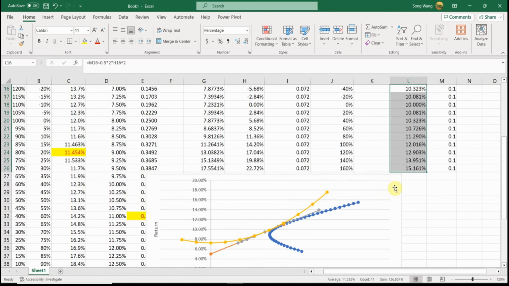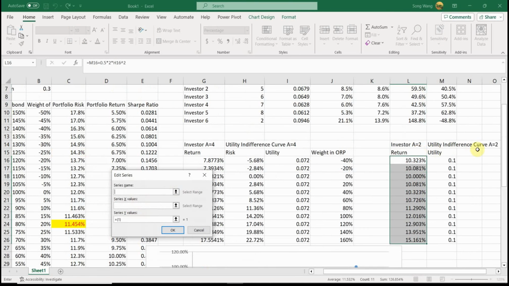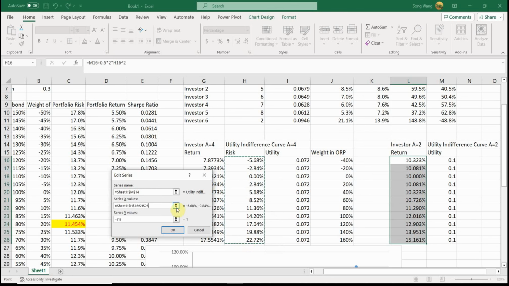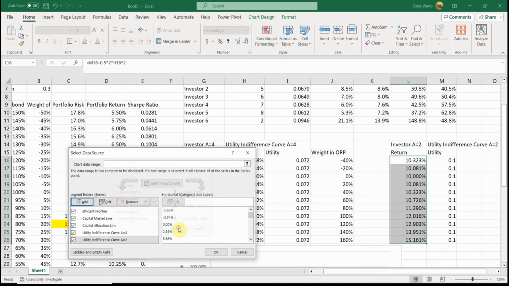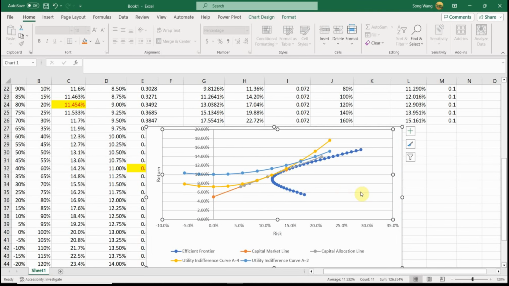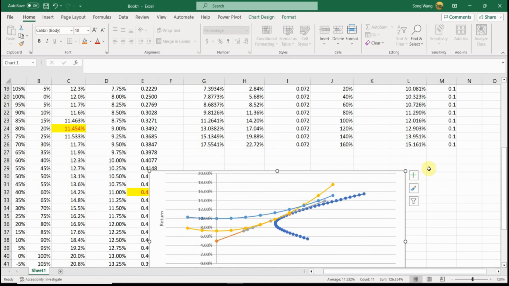Okay, so I'm going to right click on the chart, and then I'm going to add another series, and the name of it is utility indifference curve A equals to 2. The x values would be all the risks, the same risks, and the y values would be all the returns for this individual. Okay, so hit OK. All right, as you can see, this is the guy I'm looking at. So when A equals to 2, he or she has a quite different utility curve, and I can extend this curve a little bit.